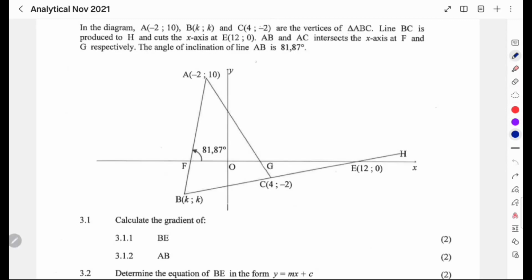The angle of inclination of the line AB is 81.87 degrees. So the angle of inclination, meaning from the x-axis to that line, is 81.87 degrees.